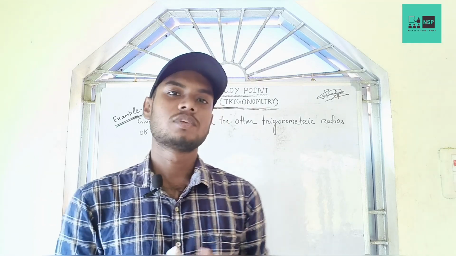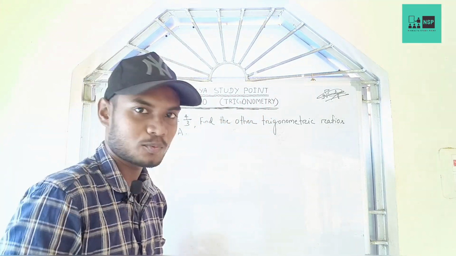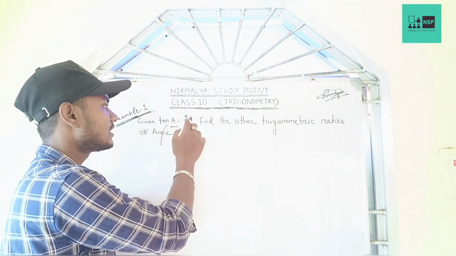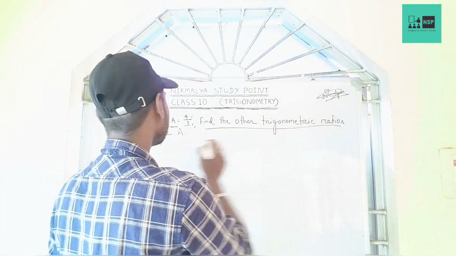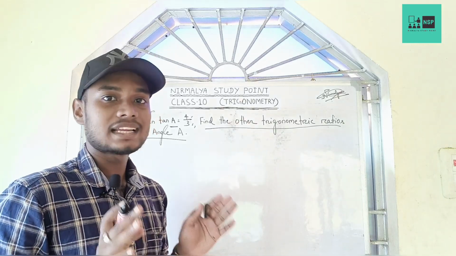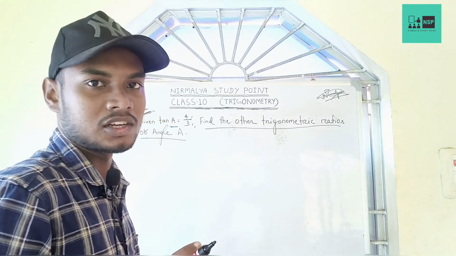So today we will do the examples of chapter 8. Let us start example number 1. The question is: given tan A is equal to 4 by 3, find the other trigonometric ratios of angle A. First of all, we have to know which one is angle A. For that we have to make a right angle triangle.